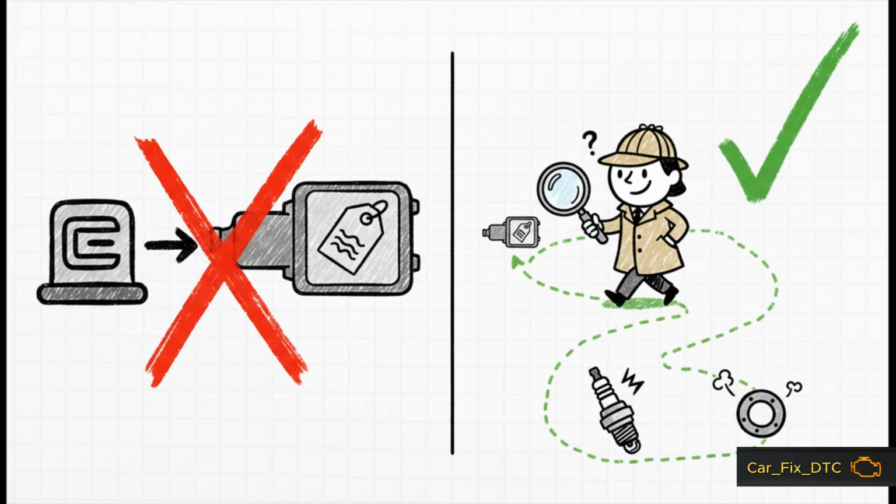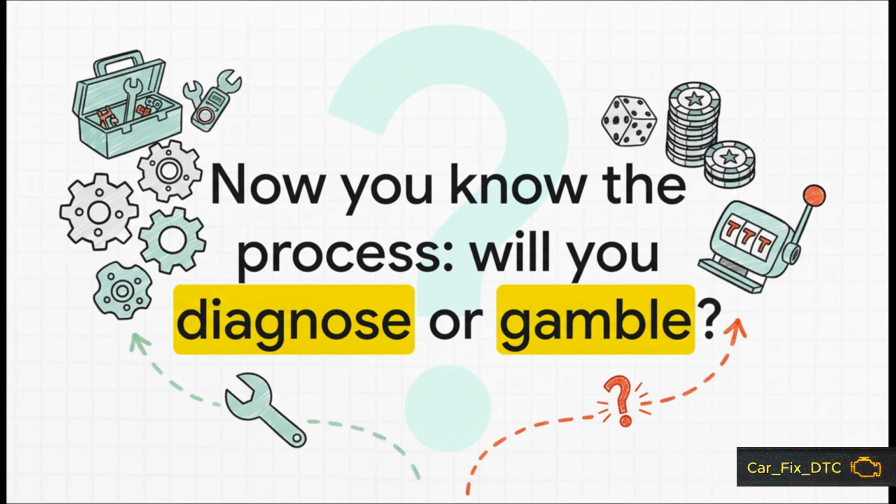The code points you to the catalytic converter, but the true failure might be a $10 exhaust gasket or a bad spark plug that costs 20 bucks. The right fix is not just throwing the most expensive part at the problem and hoping for the best. It's about being a detective, following the evidence, and replacing only the part that has actually failed. So the next time you, or a friend, sees that P0420 code, you have a choice. You can gamble, cross your fingers, and replace the most expensive part in the system. Or you can follow the diagnostic path and be the master of your machine. The choice is yours.